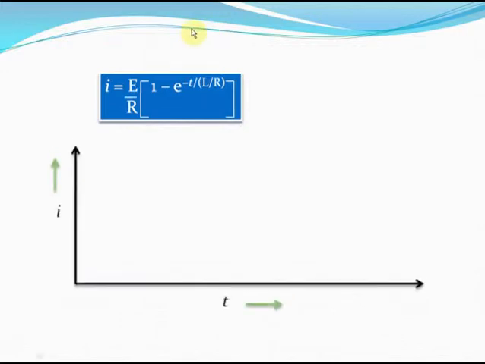You can depict this current on a graph. As you can see, the current keeps on increasing with time, but the rate of increase of the current keeps on decreasing with time, isn't it?